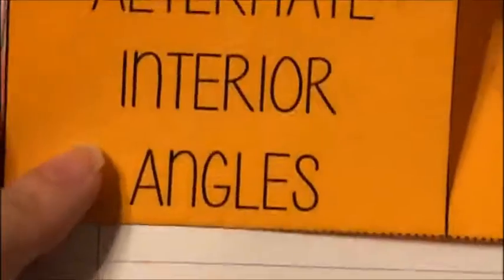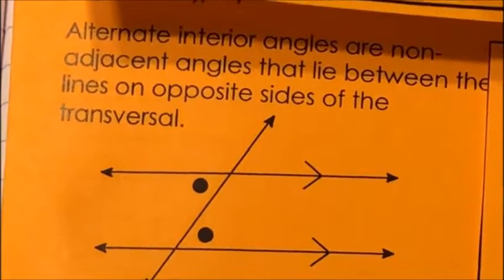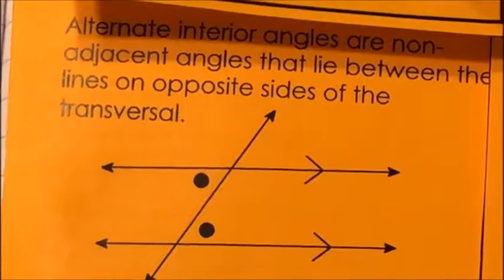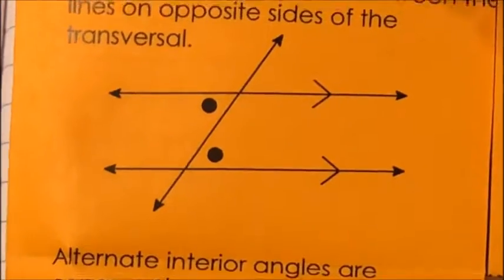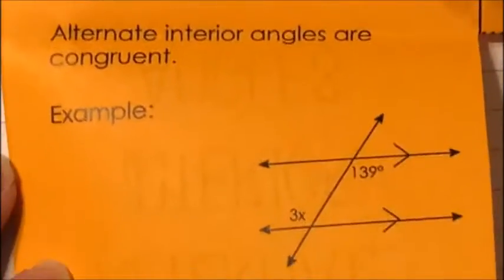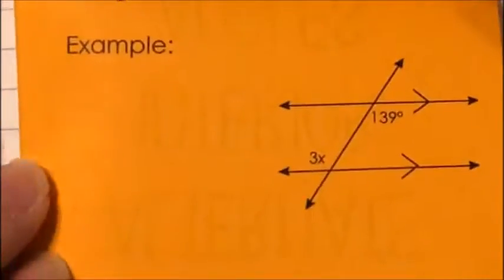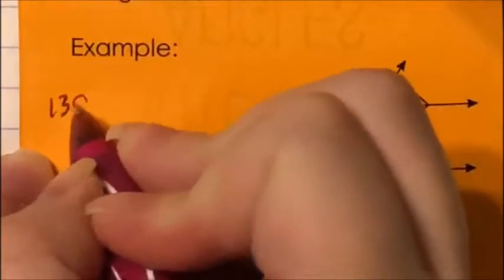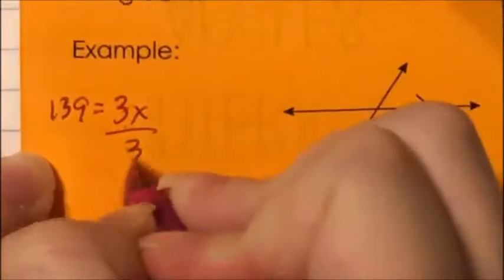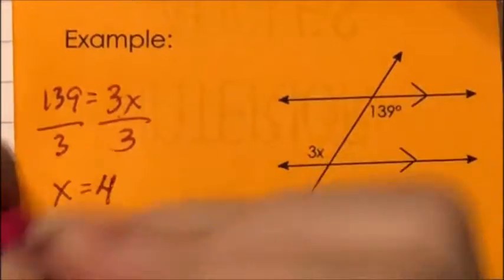I also have alternate interior angles. So alternate interior angles are non-adjacent angles that lie between the lines on opposite sides of the transversal. So there's the example. Alternate interior angles are congruent, which means they're the same. So that means 139 equals 3x. I can divide by 3. X equals 4.